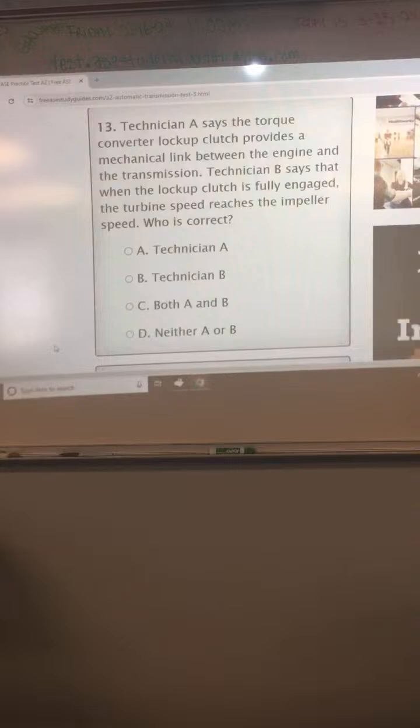You're thinking A? Okay. A's and C's, huh? Yeah. Okay. Torque converter clutch lockup provides a mechanical link between the engine and transmission. Yeah, it does that. When it isn't fully engaged, should the turbine speed reach the impeller speed?